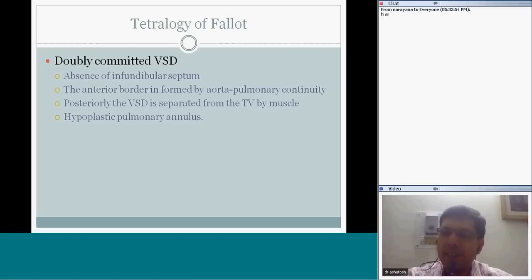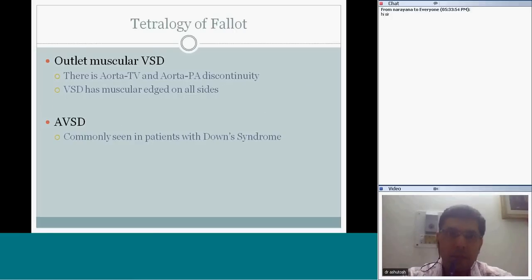Some VSDs may be large enough to cover the entire outlet septum. They can extend up to the pulmonic valve, but we have to differentiate because this is what is going to decide what the surgical approach is going to be, such as transatrial, transpulmonary, etc.